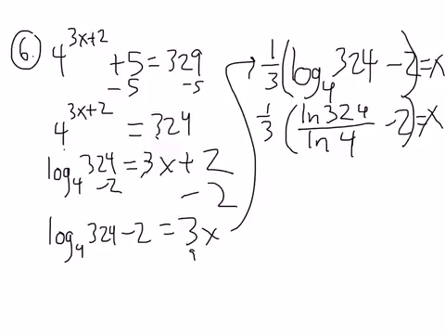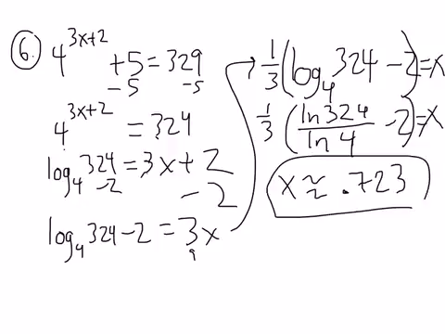So I'm going to do that on my calculator here real quick. I'm just entering it in right now. So I have 1/3, and then parentheses, natural log of 324, close the parentheses, divided by natural log of 4, close those parentheses, subtract 2, and it looks like x is about, we're supposed to go out 3 decimal places, 0.723. And what I can do to check that is I can take that value, plug it back into x here, and that should evaluate to 329.